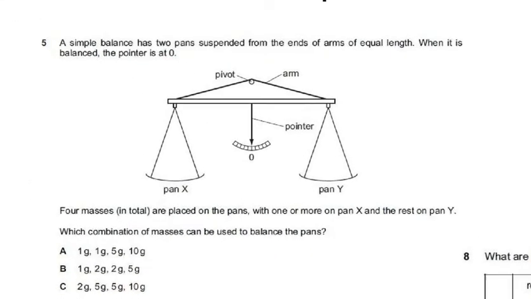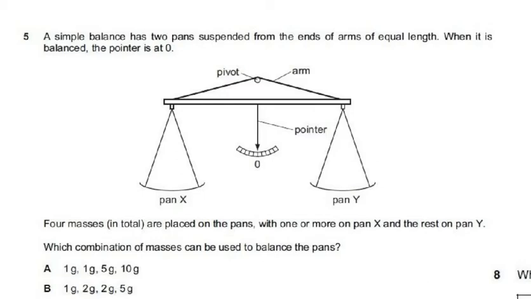It says a simple balance has two pans suspended from the ends of arms of equal length. When it is balanced, the pointer is at 0. So you've got a beam here. It's hanging from this pivot. These arms are equal in length, so the whole thing can rotate. Basically, it can go like that, rotate that way, or it can go like this, rotate that way. The pointer here will then move. So it'll either move this way or it'll move that way depending on the masses, whatever you put in these two pans here.